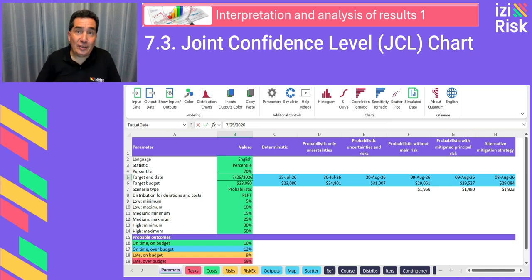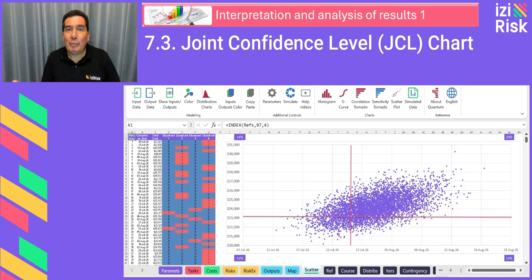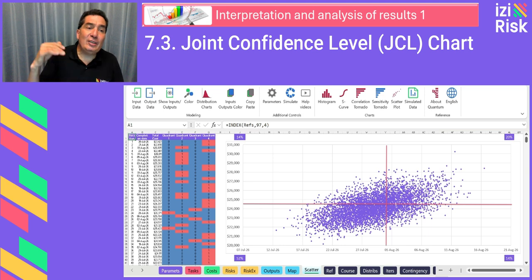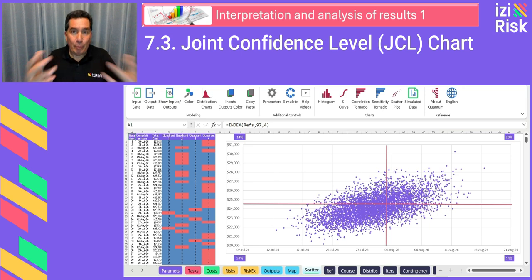So, under the suggested new targets, the completion date is going to be July 31st, 2026, the 80th percentile, and the budget, $24,680, the 80th percentile. These values are entered in cells B5 and B6 in the parameters sheet. After applying the new goals and updating the chart, the probability of success meeting both targets, time and cost, increases to 68%. This means that if we use more realistic percentiles, 2 out of 3 times, the project will succeed.